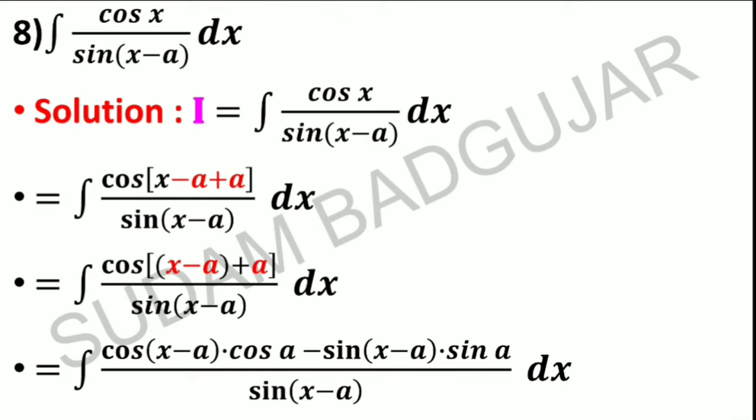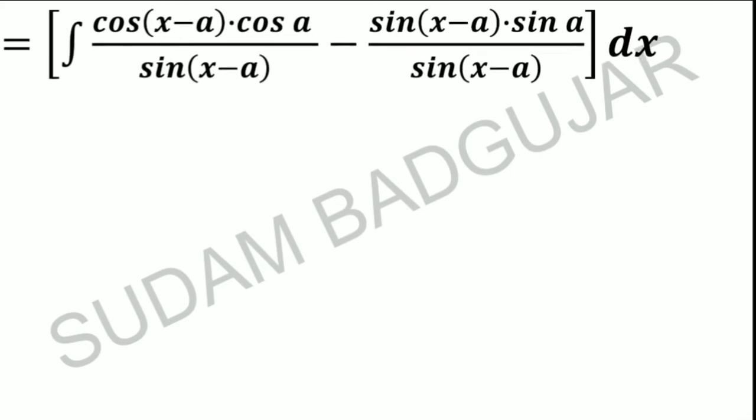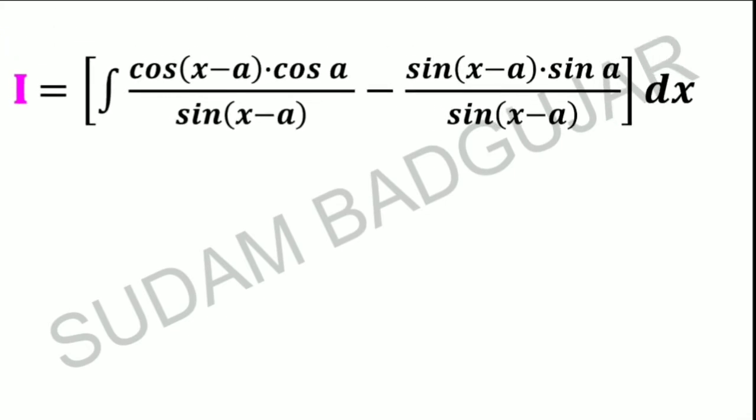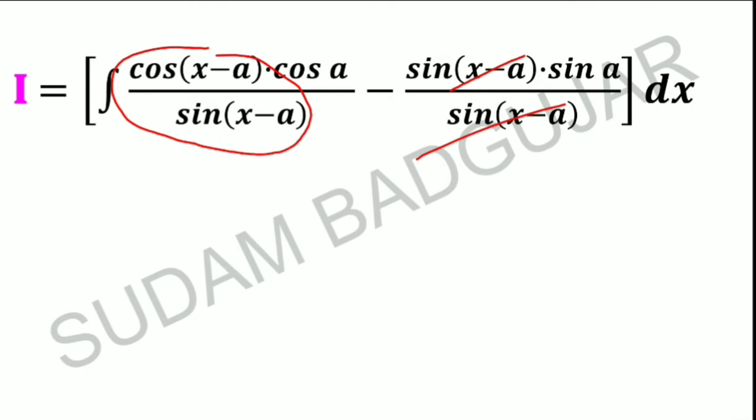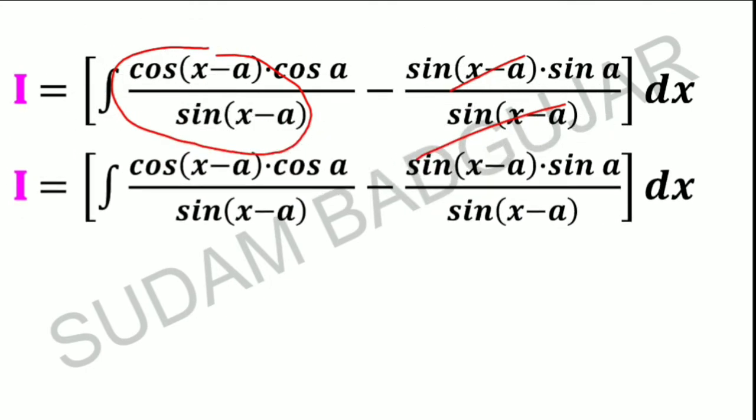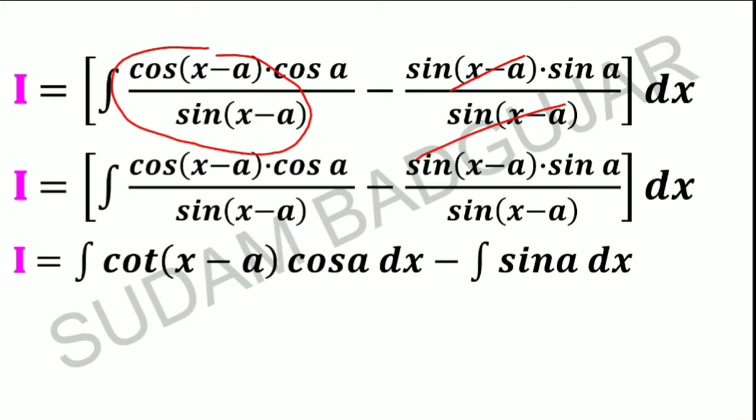So I becomes the integration of cos of x minus a into cos a upon sin of x minus a, minus sin of x minus a into sin a upon sin of x minus a. Now here you have to cancel sin of x minus a, and this is nothing but cot of x minus a. Now it is the integration of cot of x minus a into cos a minus sin a dx.